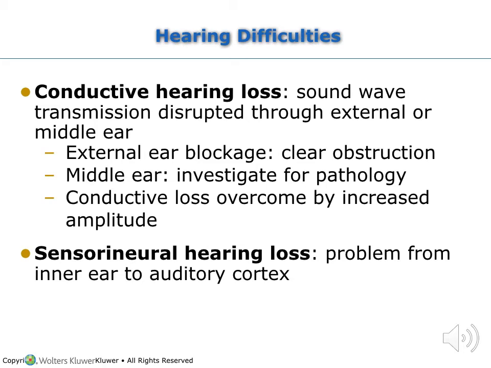Sensorineural hearing loss would be a problem that's related to the nerve, the acoustic nerve. That is a cranial nerve that transmits the sound wave into what we actually hear. So those are just two types of hearing loss.